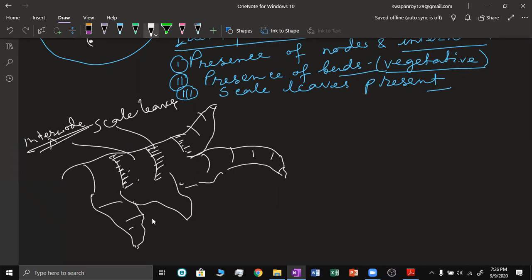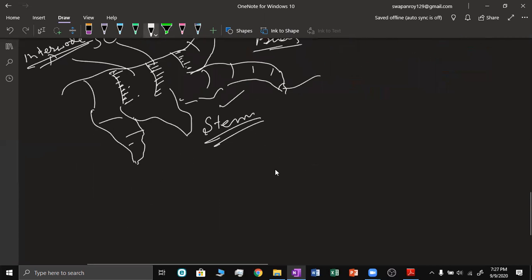All right, these are internode, this is node, and say these are buds. Okay, bud. So these things you can see in any of the ginger. Ginger is very common at home, is it? So you can observe that one, and the bud is there. So bud is there, node is there, internode is there, scale leaves are there. So naturally it is a stem, is it? So this is the underground modification.